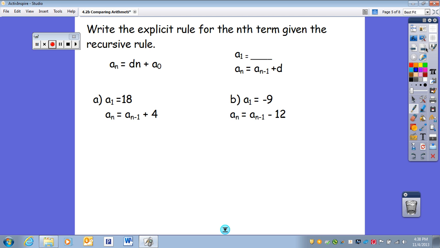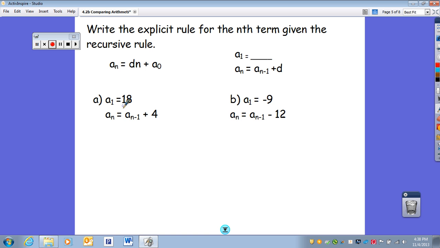So let's take a look, and what we're going to be doing is, given the recursive rule, we want to write the explicit rule for the nth term. So here's the recursive rule. It says that my first term is 18, and to get to all the rest of my terms, I'm going to add 4. So my d is equal to 4. Here is the recursive rule as you recall from our previous lesson.